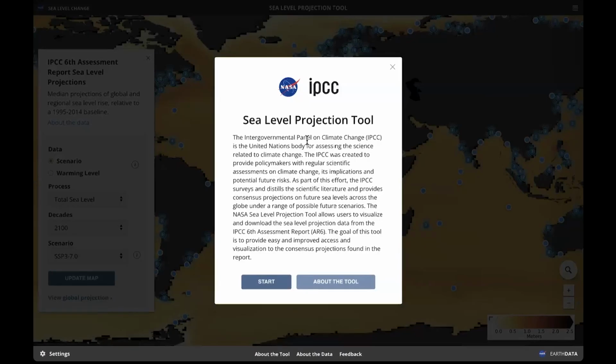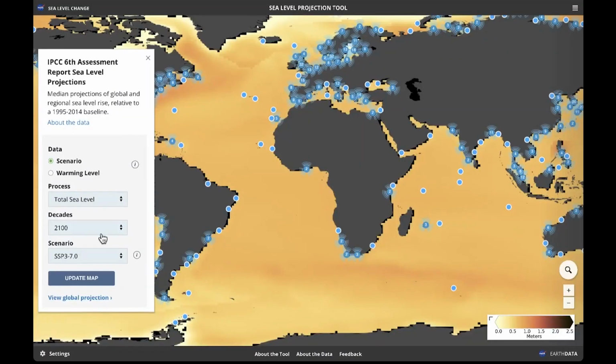Now I'm going to do a brief demonstration of the NASA IPCC sea level projection tool. So let's start. Over here on the left, you'll see some controls. You can look at the projections either organized by scenario, like we were talking about in the talk, or by warming levels at the end of the century.